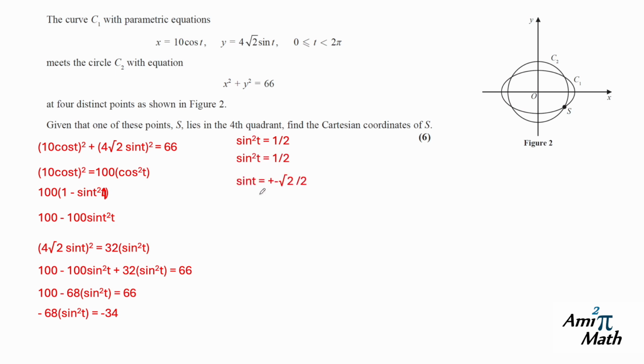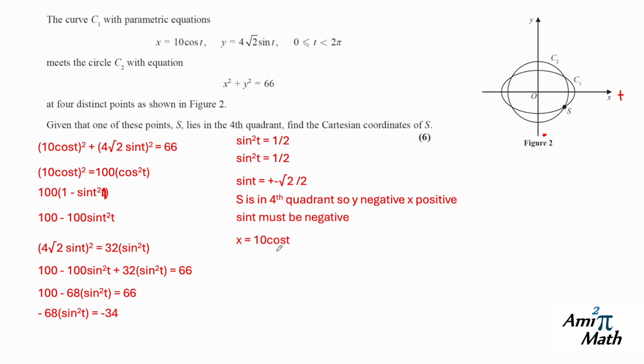So sin t equals plus or minus root 2 over 2. And as S is in the 4th quadrant, y is negative and x is positive. This is really easy to see as we go here, this is positive x, and down here it is negative y. So this will be negative.